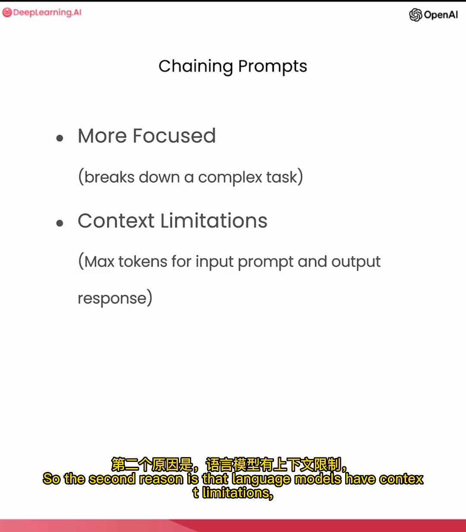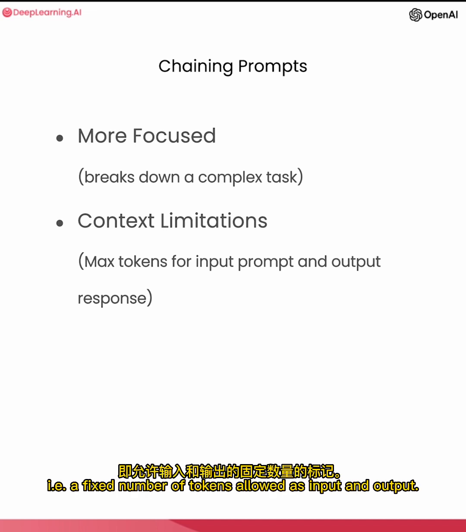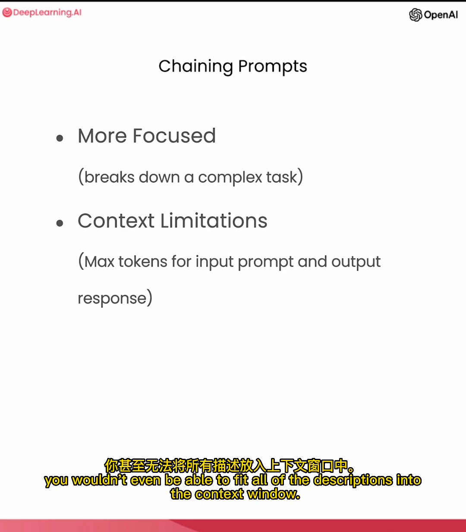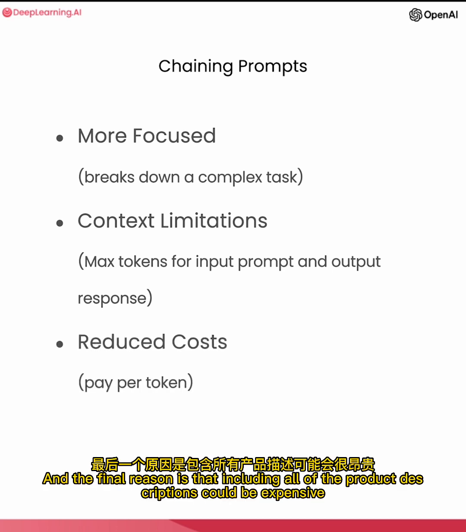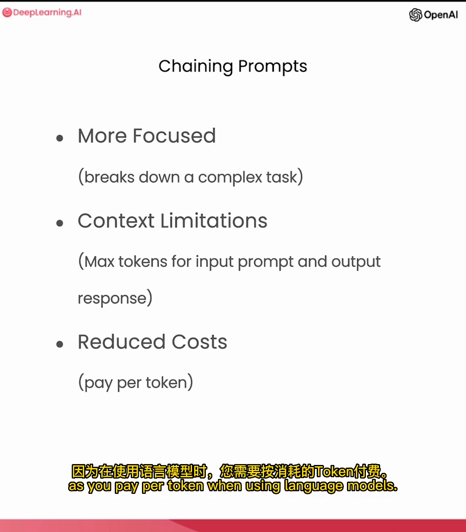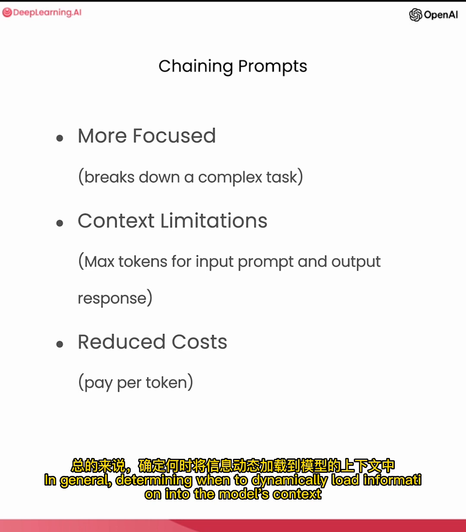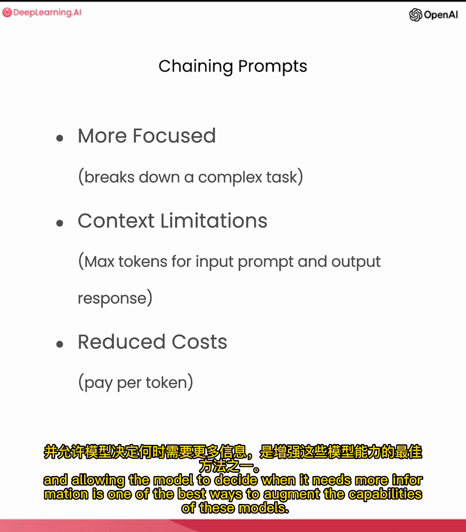So the second reason is that language models have context limitations, i.e. a fixed number of tokens allowed as input and output. So if you have a large number of products, imagine you had a huge product catalog, you wouldn't even be able to fit all of the descriptions into the context window. And the final reason is that including all of the product descriptions could be expensive as you pay per token when using language models. So by selectively loading information, you can reduce the cost of generating responses. And in general, determining when to dynamically load information into the model's context and allowing the model to decide when it needs more information is one of the best ways to augment the capabilities of these models.